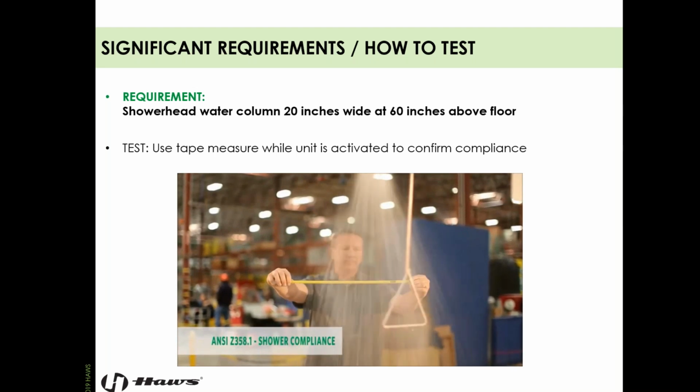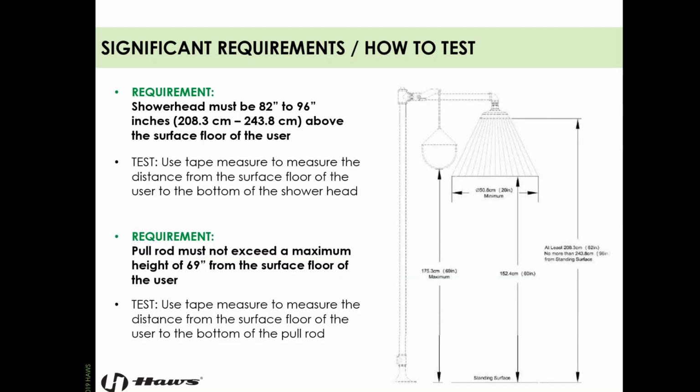Is most important. Now the shower head has to be 82 to 96 inches from the floor. Again, just use a tape measure to the outlet of the water. If it's too low, it's going to be too narrow. If it's too high, it's going to be too wide, and it's not going to rinse our bodies appropriately.